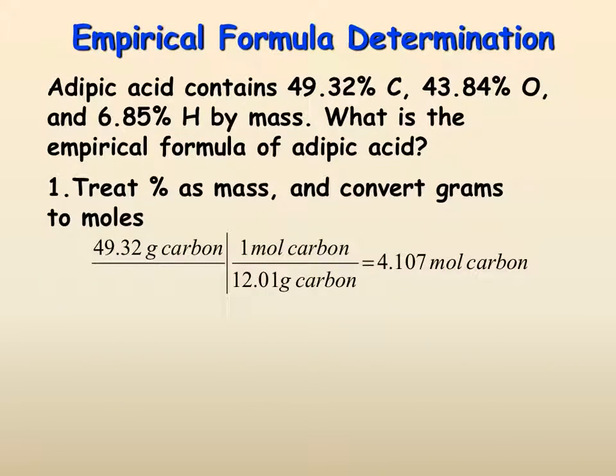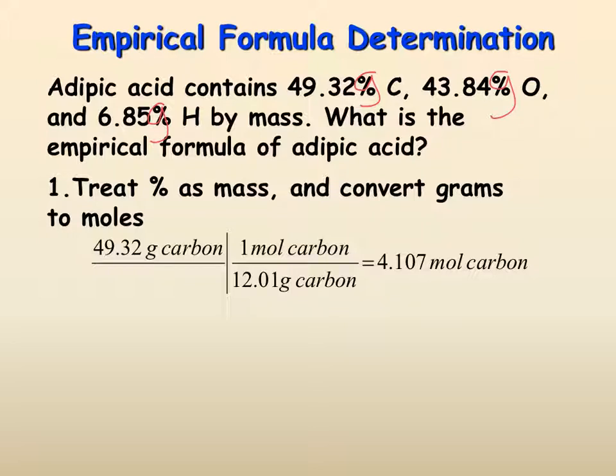Okay, so adipic acid contains 49.32% carbon, 43.84% oxygen, and 6.85% hydrogen by mass. What is the empirical formula? So if you assume that you have a 100-gram sample, you can assume any size sample you want. Just 100 grams makes the math really easy. These percent signs become grams. All right? So then you just take, like we did before, your grams, divide by molar masses, convert to moles.